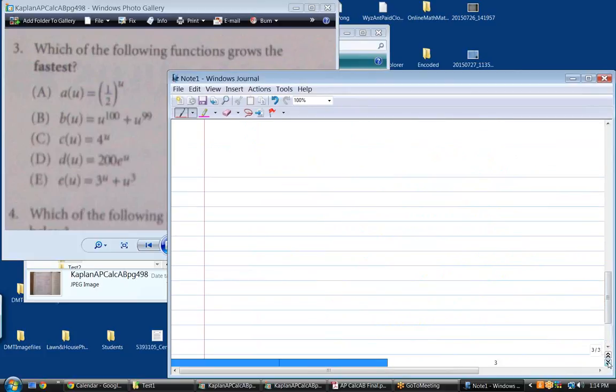You'll notice so far that most of these are pre-calc questions, not even calculus. The limit question was a calculus question, but this is not.